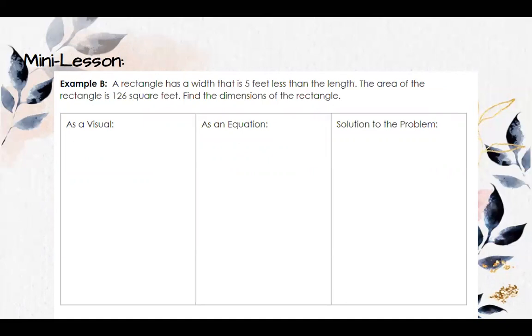A rectangle, because in the problem it says, and I actually want you to write this one out. So it's 3 sentences. Rectangle has a width that's 5 feet less than the length. The area of the rectangle is 126 square feet. Find the dimensions. So write those 3 sentences. Hardest part of your day today in here. 3 sentences, that's it.